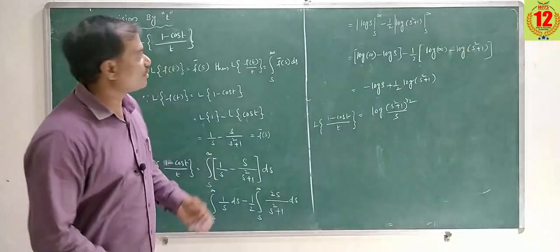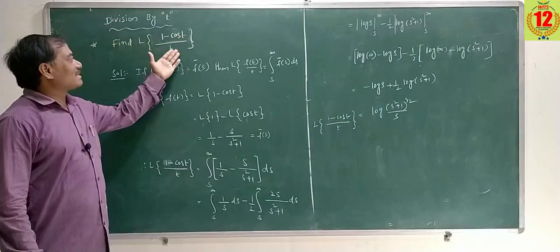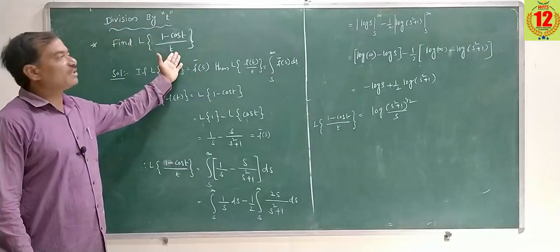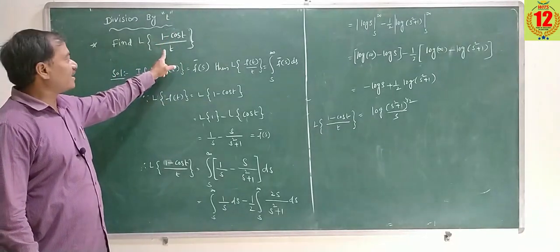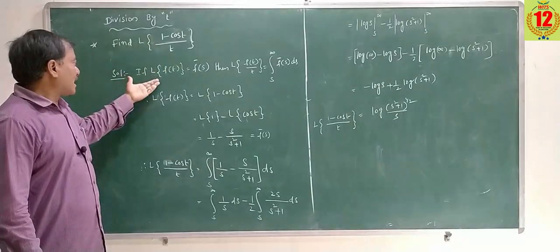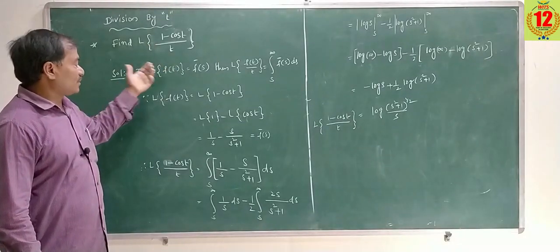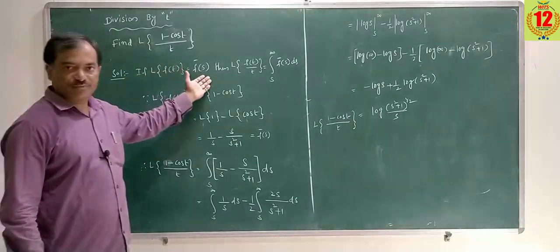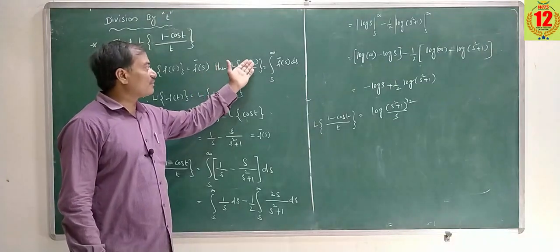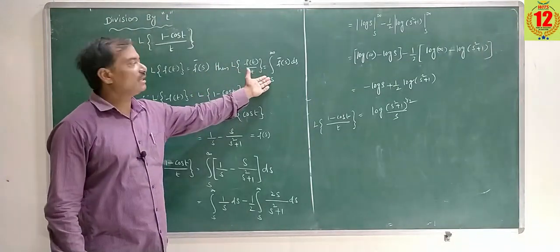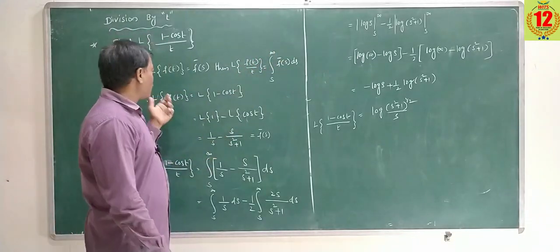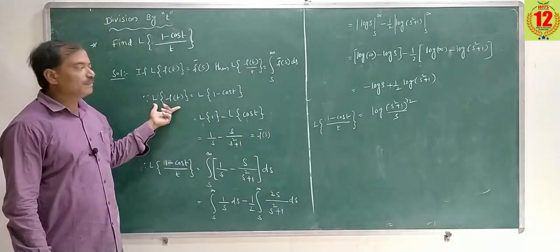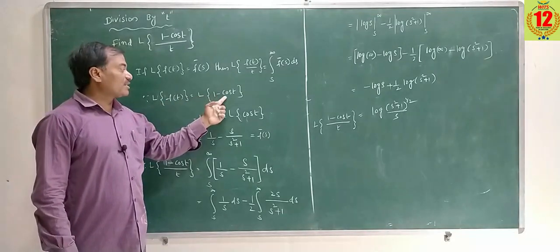Find the Laplace transform of 1 minus cos t by t. So what is f of t here? 1 minus cos t. So this f of t is divided by t. This is the statement: if the Laplace transform of f of t equals f bar of s, then the Laplace transform of f of t by t equals integral s to infinity f bar of s ds. First we have to find the Laplace transform of f of t, the Laplace transform of 1 minus cos t.